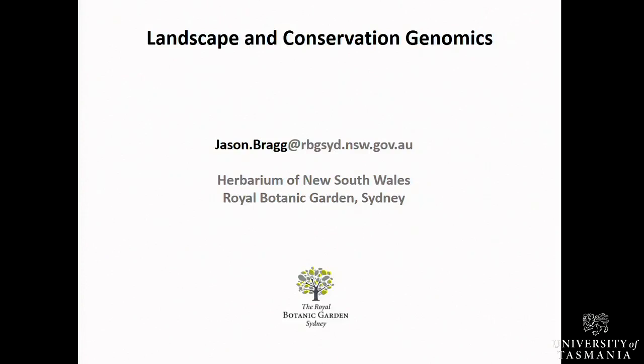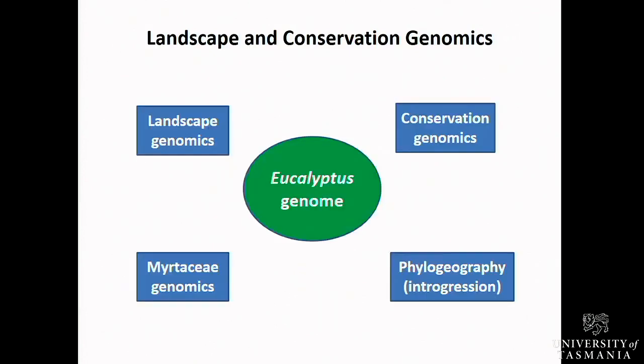Okay, so I'm going to be talking mostly about landscape genomics today. However, I'll also talk a little bit about some of our related activities in Myrtaceae genomics and a study of introgression that have made use of the Eucalyptus grandis reference genome that we're here to celebrate. Also, though, I wanted to flag that Susan Rutherford will be giving a talk about some of the other work going on at the Botanic Gardens and Domain Trust in conservation genomics of eucalypts.